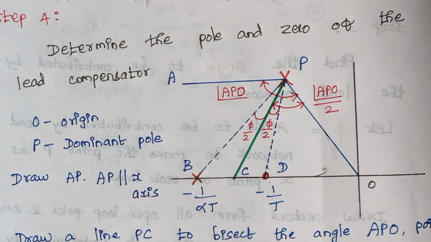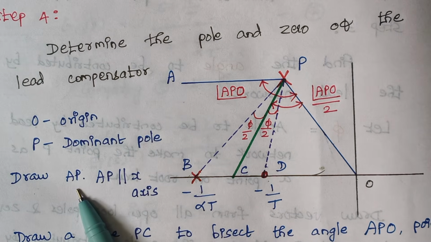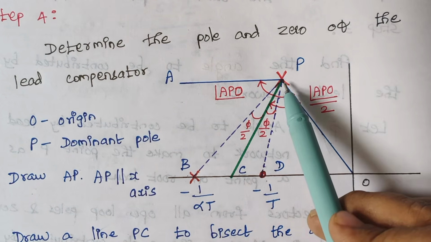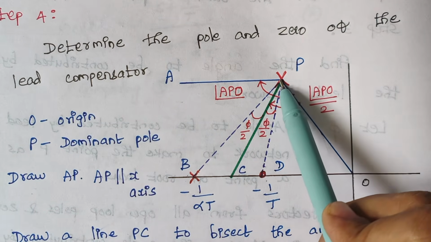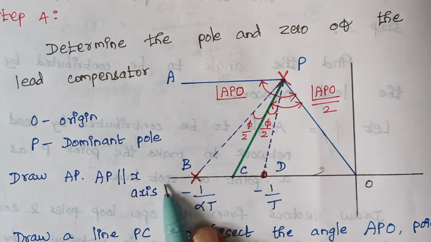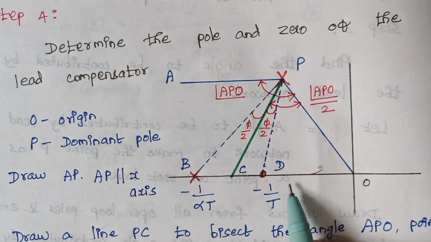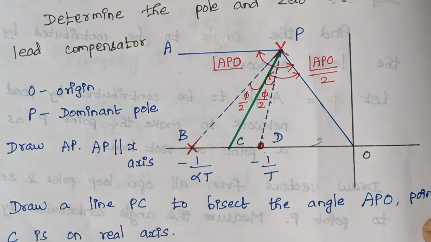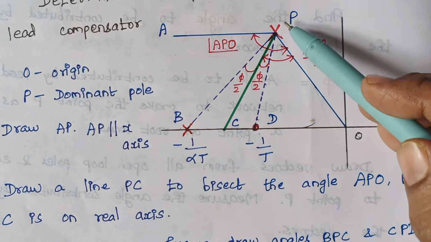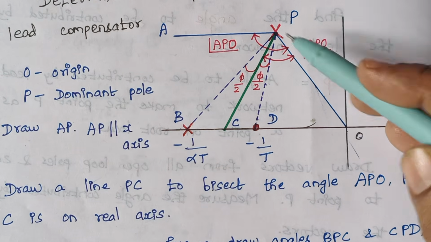Then the next thing is to draw AP. AP should be parallel to the x-axis. Here there is a point P, and I have to draw a line AP. This AP should be parallel to your x-axis. Then we have to connect the origin to this dominant pole. We have to do this by ourselves.